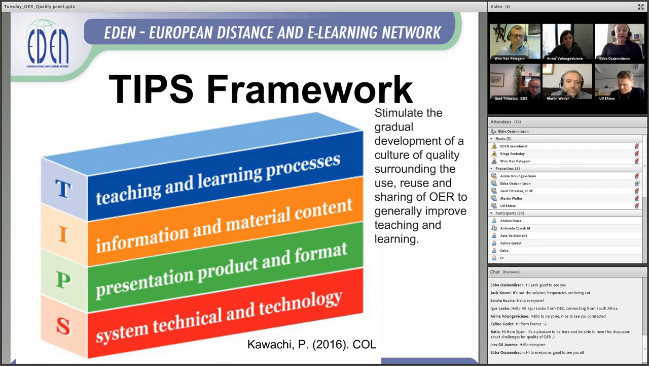I also think, talking about quality, there is a very good framework, the TIPS framework for quality for open educational resources. I think many of you are familiar with it, and it has been developed by Paul Kawachi. How we deal with those four issues about teaching and learning processes, information and material content, presentation, product and format, and the system, technical and technology are very important and will stimulate the development of the culture of quality for open educational resources. How they are used, reused, how we share them, how they are adapted, etc. And this framework will also generally improve teaching and learning and the use of open educational resources.